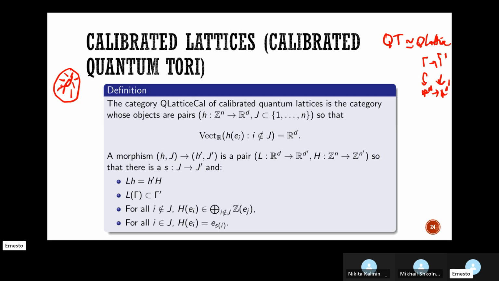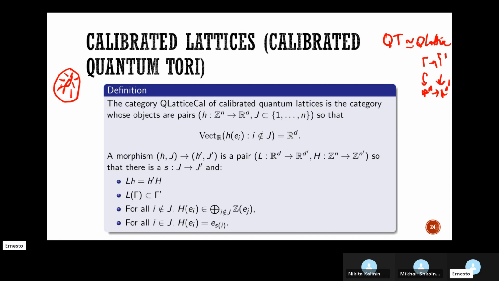So I have to put the gerb in to form a nice moduli space of quantum tori, a nice moduli space of quantum lattices. So I'm going to enhance the category of quantum lattices to the category of calibrated quantum lattices. So it's the category where there is a finitely generated group, gamma. There it is. It's finitely generated. But now it comes with a lot of bells and whistles.